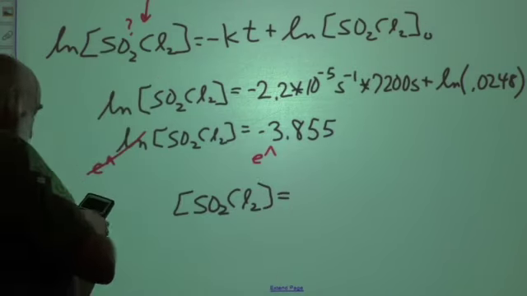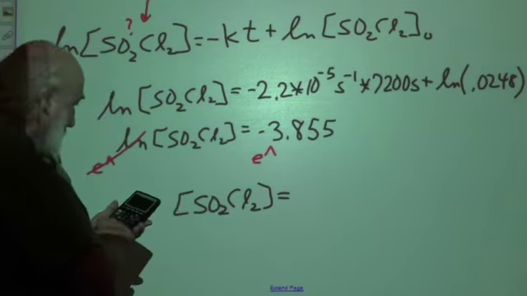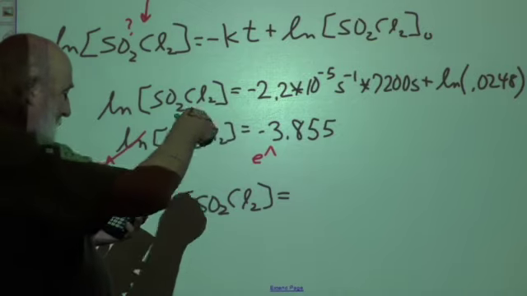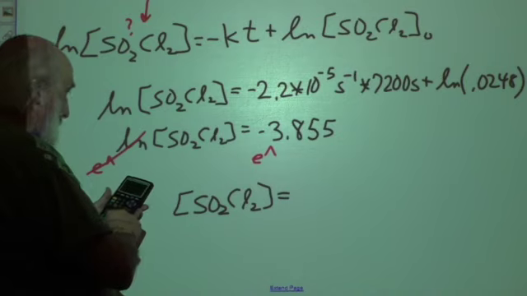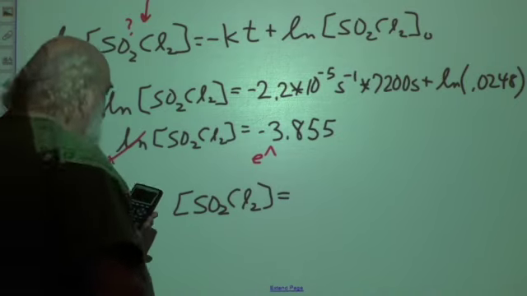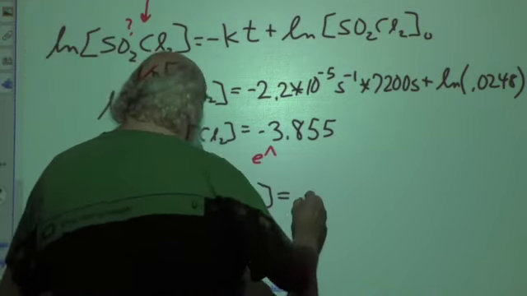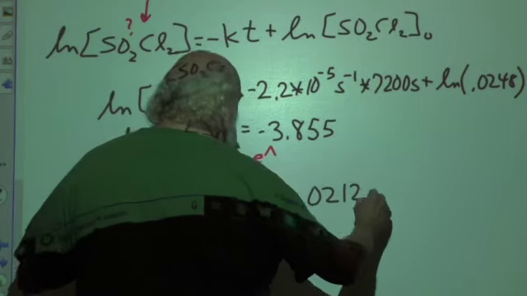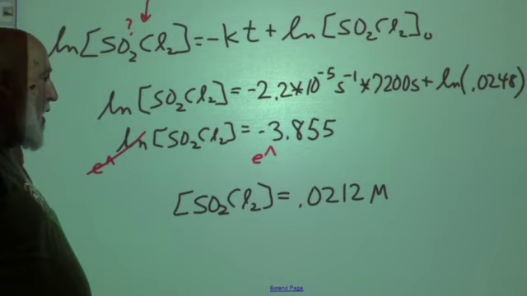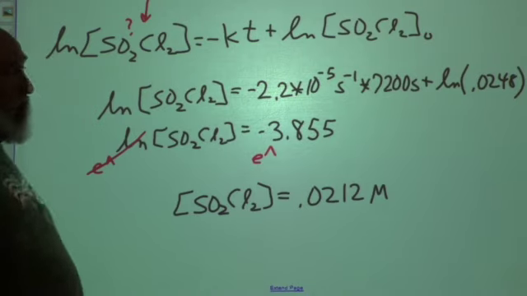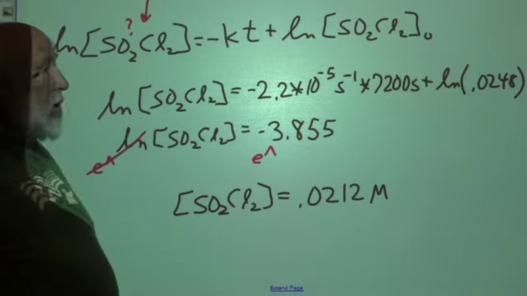And then we hit second ln, and you get a little e caret in the parentheses, then you just plug in negative 3.855. And we get 0.0212 moles per liter, going back to the 3 significant figure rule for our final answer. And that's how you do a problem like that.